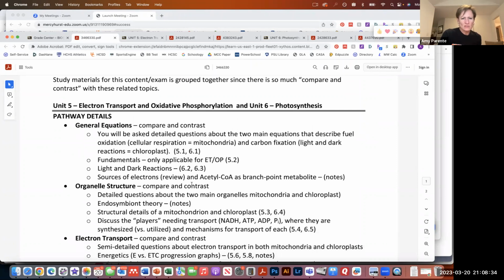So again, sources of electrons are from acetyl-CoA as a branch point metabolite, and that was stuff that was in the notes. I'm going to pause there for a second, see if anybody has any questions or something you want me to go a little bit more deep on.